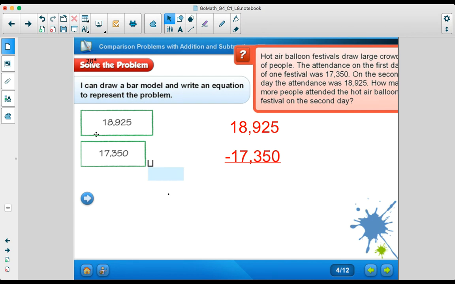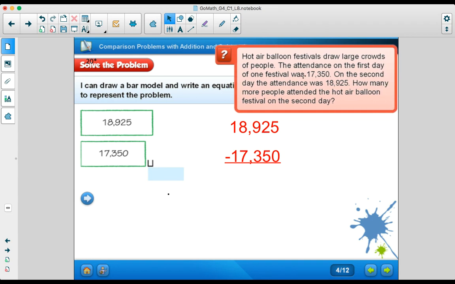Well, I know 18,925 people attended on the second day, and I know 17,350 attended on the first day. And how many more? What is the difference between these two numbers? In your Go Math book, you will have this on the bottom of the page.